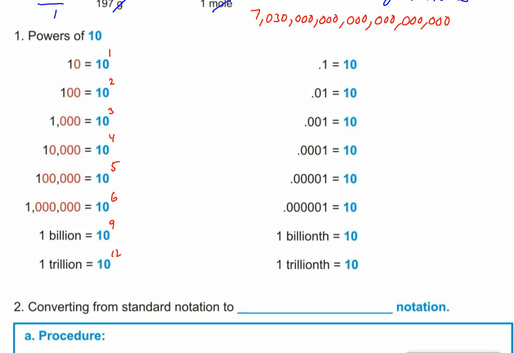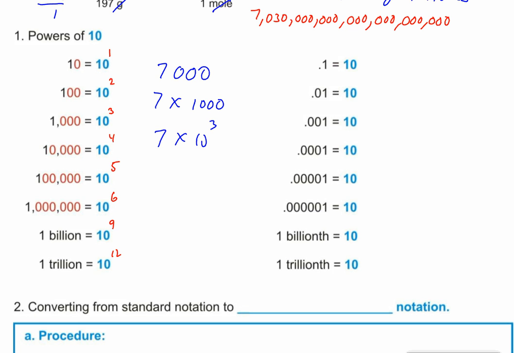So look, here's the key on numbers like this. Watch. What if I wanted to write, don't write this, just watch, the number 7,000? Isn't 7,000 7 times 1,000? So can I write it 7 times 10 to the third? 7,000. It's just another way of writing the number.